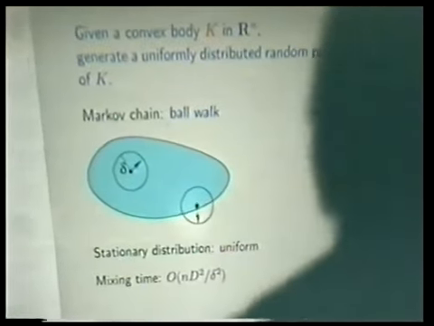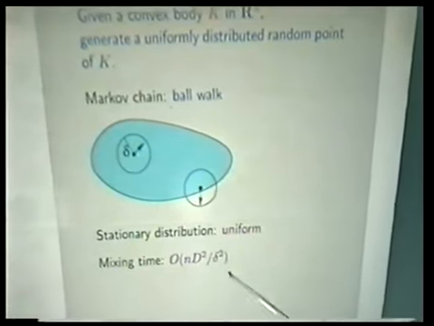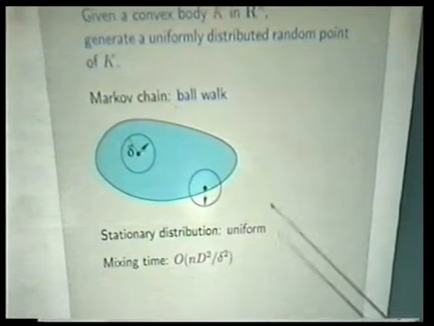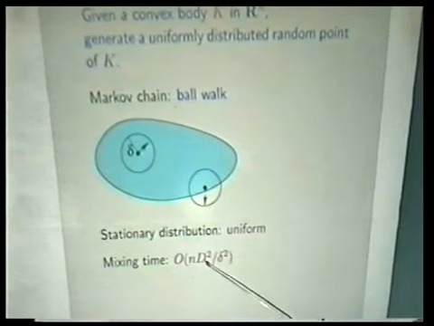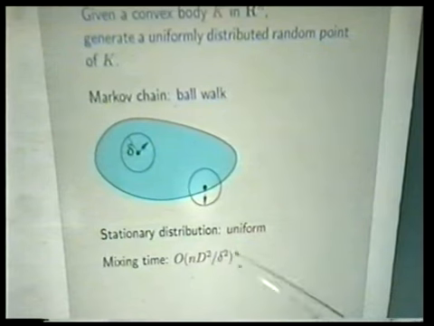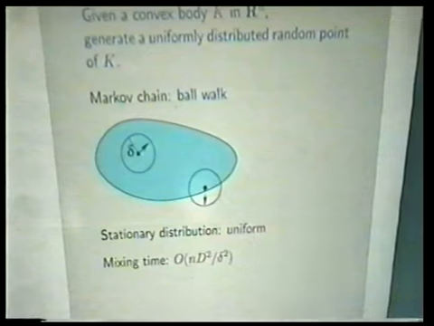It's not difficult to see that the stationary distribution is uniform, and the mixing time of this walk can be shown to be of the order n times d squared over delta squared. d is the diameter of the convex body, and delta is the step length. Now, that's not an easy theorem to prove.